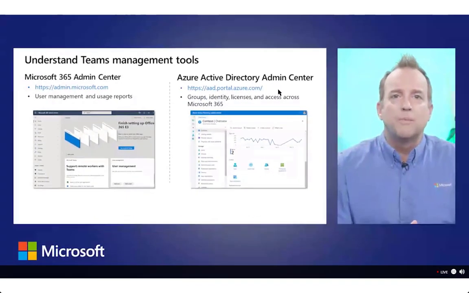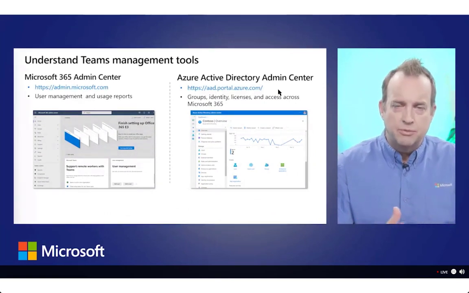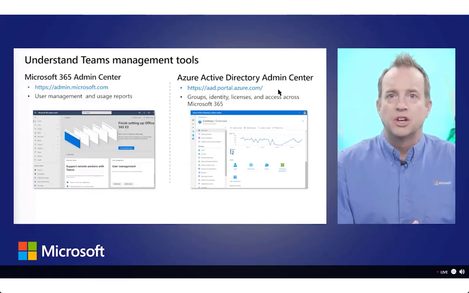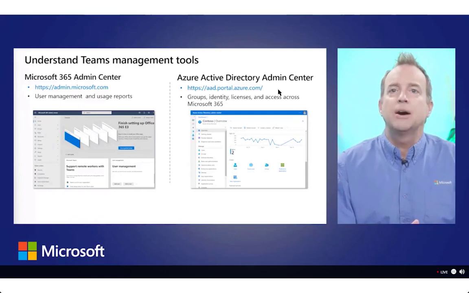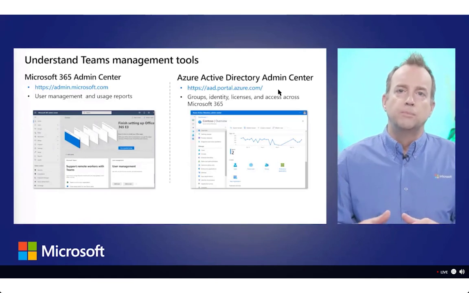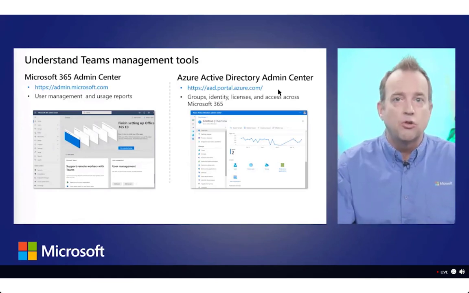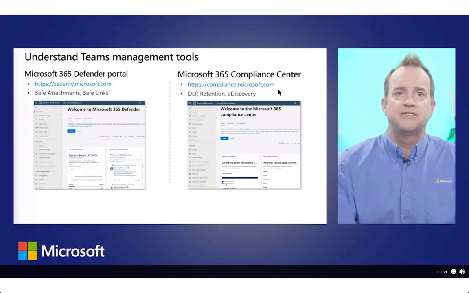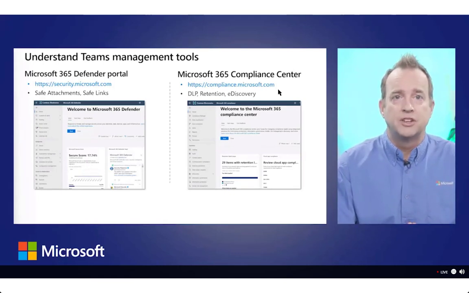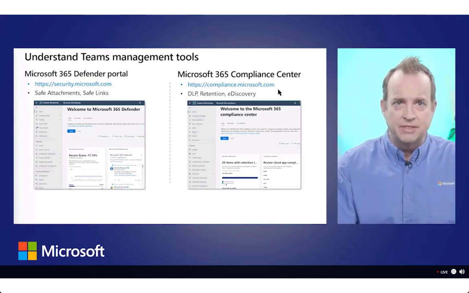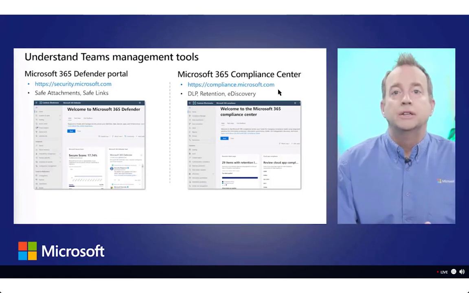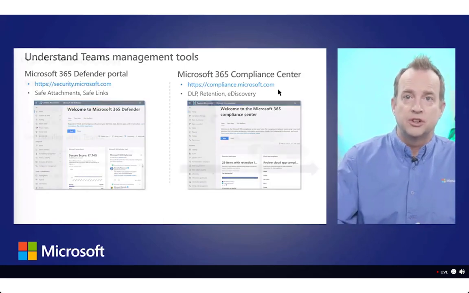You'll need to know how to use several portals when you're administering Teams and other M365 resources. So there's the Microsoft 365 Admin Center at admin.microsoft.com. There's also the Azure AD Admin Center at aad.portal.azure.com. We use this portal for groups, for identity, for licenses, and access across the M365 space, not just Teams. We need to access the M365 Defender portal. We do that from security.microsoft.com. And we'll talk soon about safe attachments and safe links. We configure those from this portal. There is a compliance center at compliance.microsoft.com where we set up policies around data loss prevention, data retention, and e-discovery. We'll talk about each of those in turn as well coming up.